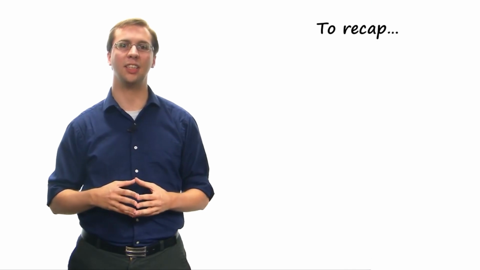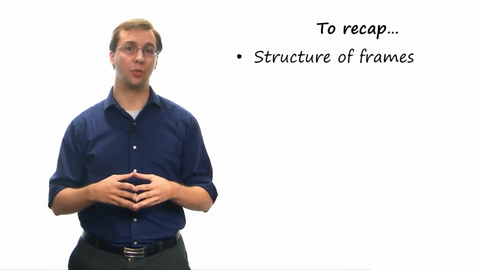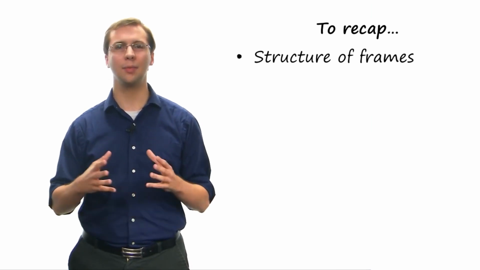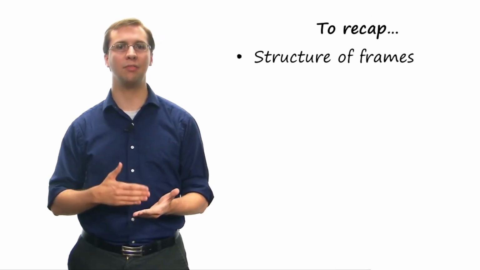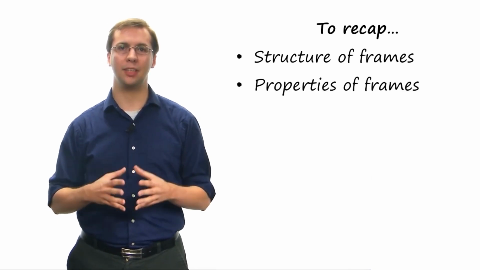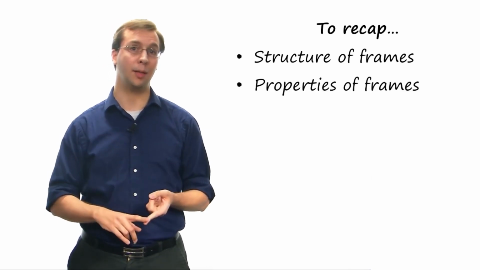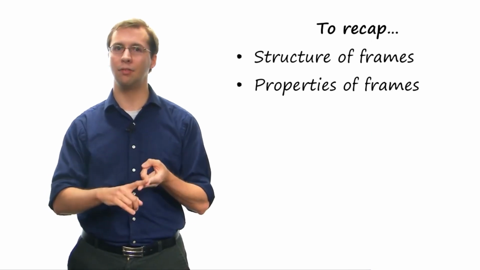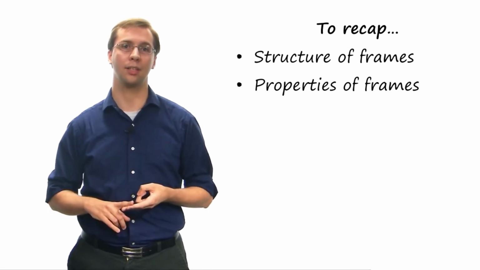So today we discussed frames, which are one of the knowledge representations that we'll see throughout this course. We started off by talking about the basic structure of frames, which involve slots and fillers, and we talked about how similar they are to the variables and values that we see in object-oriented programming. We then talked about the three main properties of frames, which are that they represent stereotypes of a certain concept, they provide default values, and that they can inherit from one another.